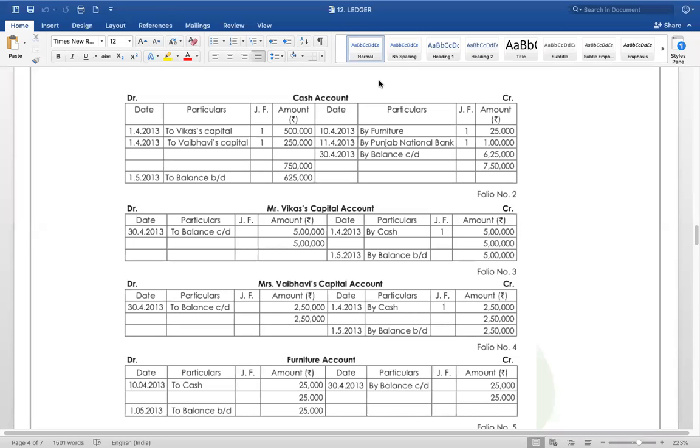There's more debit on the debit side. Sometimes there's more on the credit side. I'm sorry, there is a higher balance on the credit side.